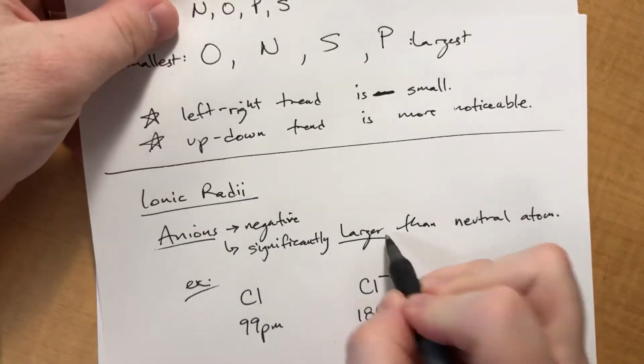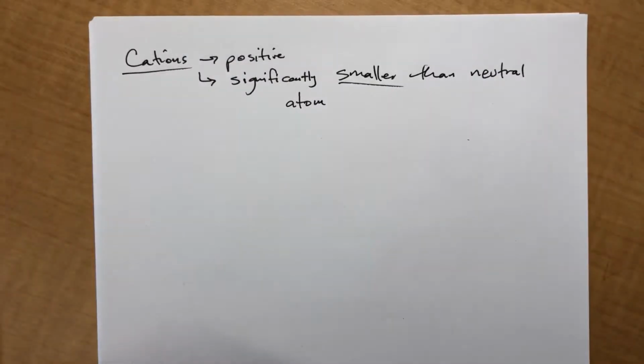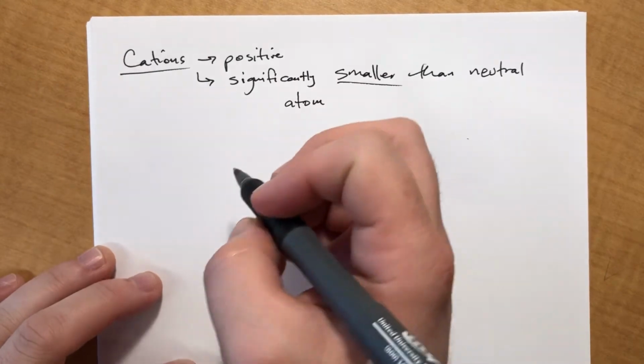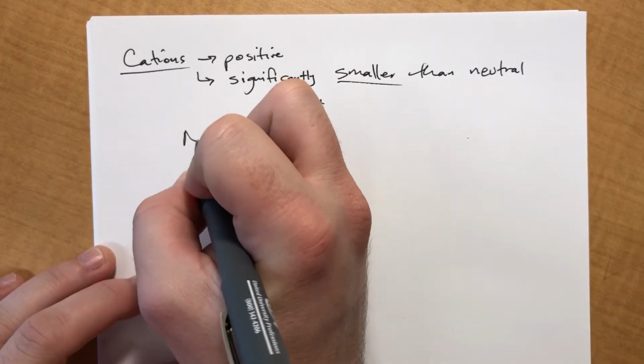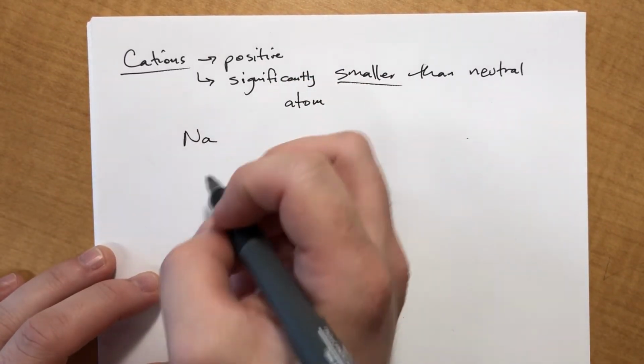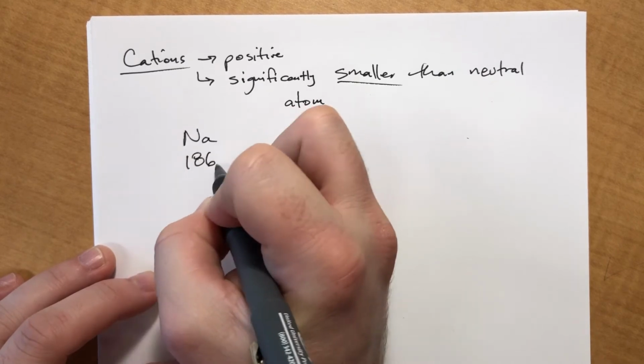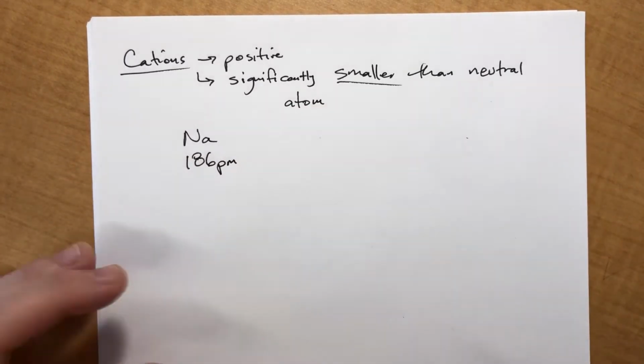Because I didn't remember to underline that. Okay, so anions get huge, cations get really, really small. So for example, this is going to sound almost the opposite of what we just did. Sodium, if it's neutral, has a value of 186 picometers. That's how big it is.